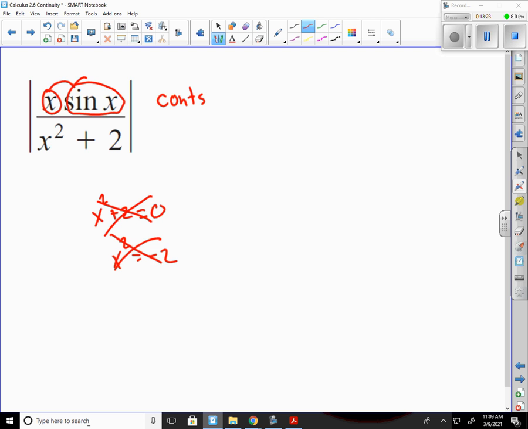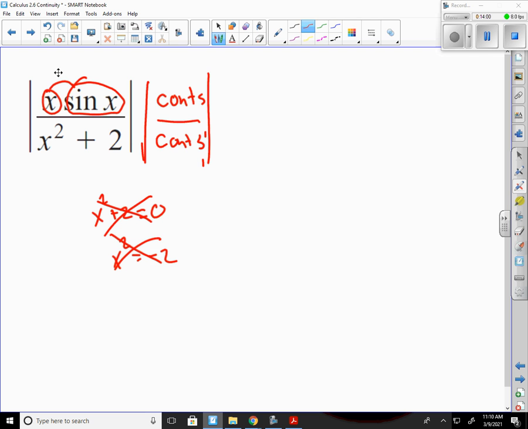So this will be continuous everywhere in the numerator and everywhere in the denominator. Since we're dividing those and it's continuous everywhere, the whole thing would be continuous, but it's still inside the absolute values. So looking at the inside of the absolute values, the absolute value is also a continuous function. There's no number that I can plug into an absolute value to make it not continuous.